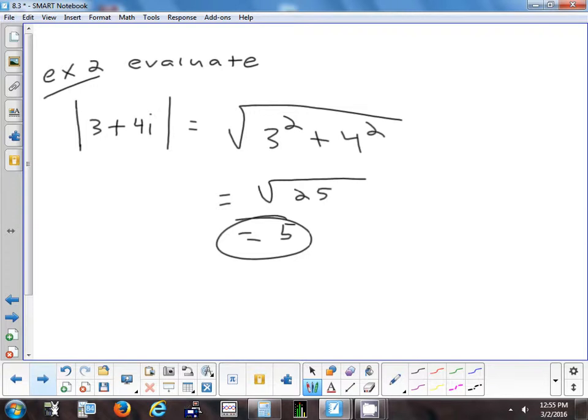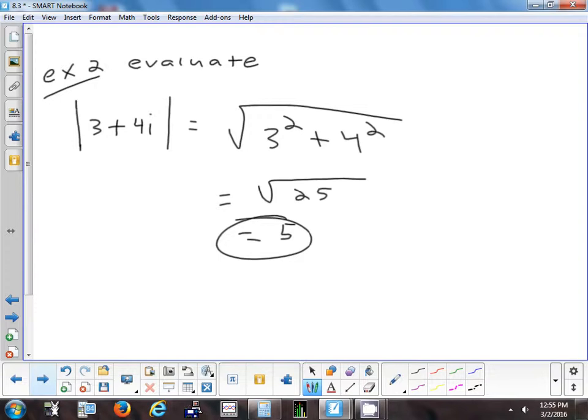What if I had the point negative 3 plus 4i? It'd be the same thing. What if I had negative 3 minus 4i? It's still the same thing. If you have any combination of 3 and 4, the negative is just a different direction we're going. But with absolute value, we're not taking that into account.